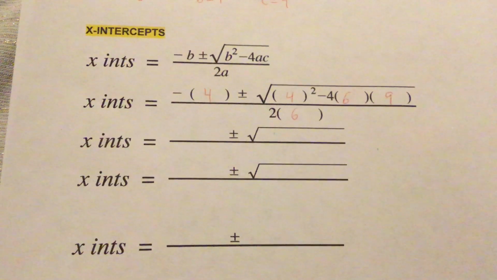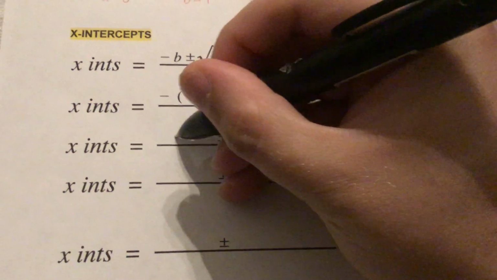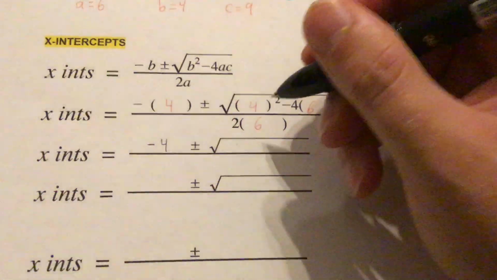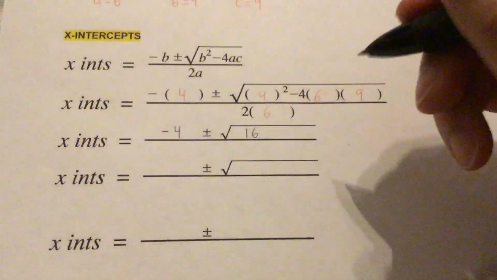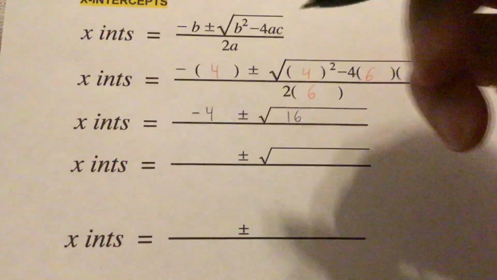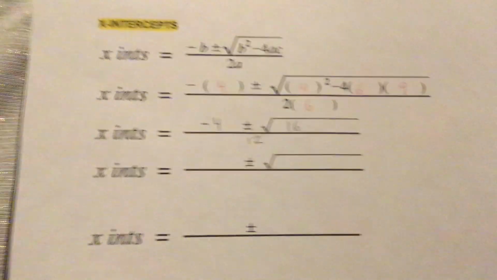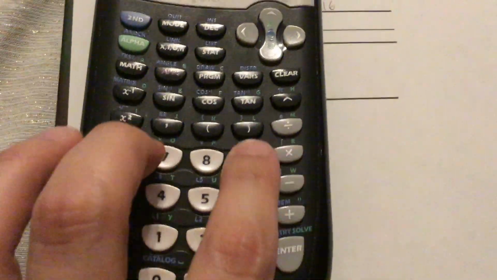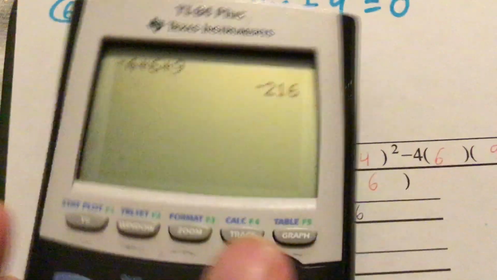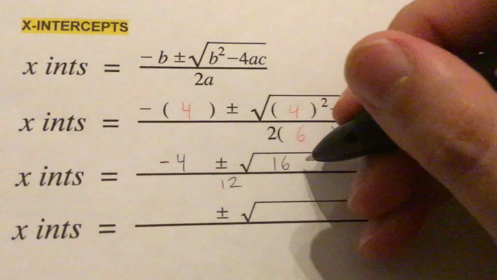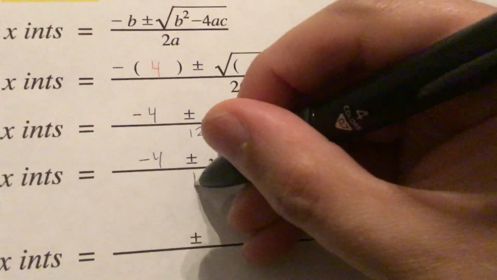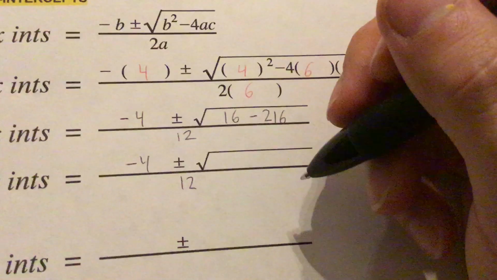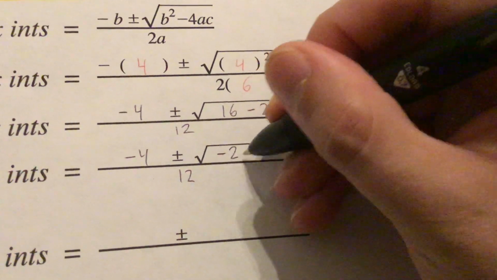So now, negative 4, that's just negative 4, plus or minus the square root of 4 squared, 4 times 4 is 16. All right, and then, let me just get the easy part. 2 times 6 is 12. So now, negative 4 times 6 times 9. So that's going to be negative 216. Okay, so 16 minus 216. So now we've got negative 4. We've got 12 on the bottom. And then 16 minus 216, that's going to be negative 200.